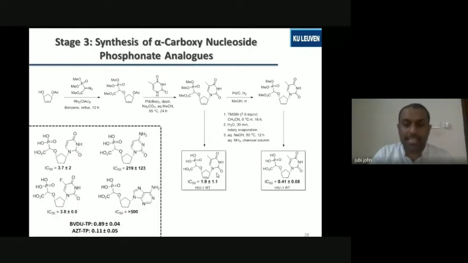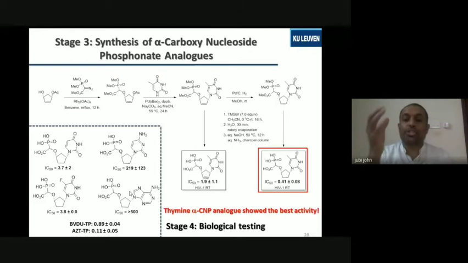Next, we also made analogs with different nucleobases. First we used thymine, then we also used uracil, cytosine, fluorouracil, and adenine. The next stage is we have to check the biological activity, the antiviral properties of these molecules. So we will go through the stages.